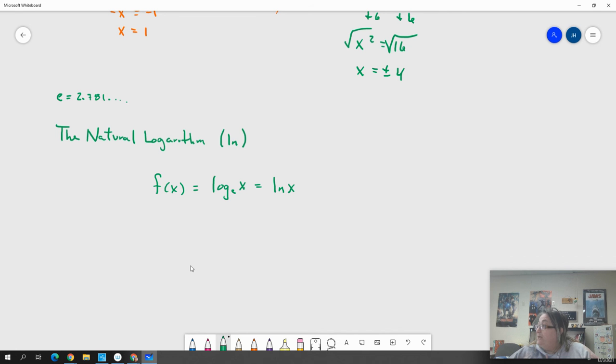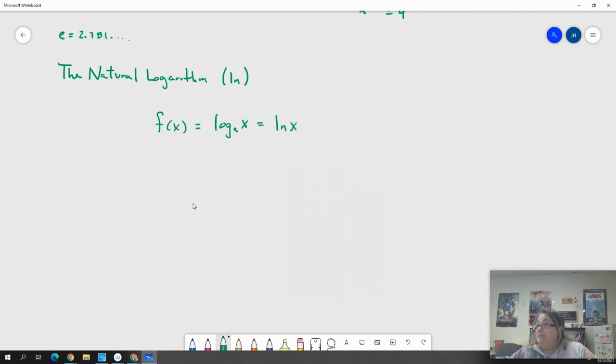The properties are going to be the same, but we will write them out anyways. I forgot the R.